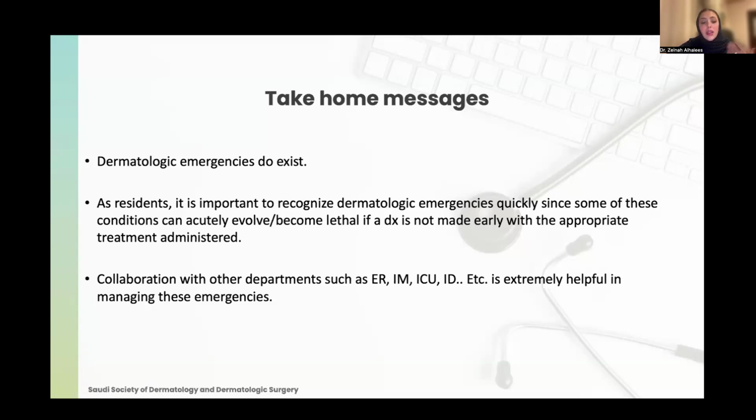And always keep in mind that you want to collaborate with other departments. You mostly always need ER, you may need ICU, burn unit, internal medicine, infectious diseases. So you're not really the sole treater in the majority of these cases, but it's like an orchestra, and you're leading this orchestra as a dermatologist.